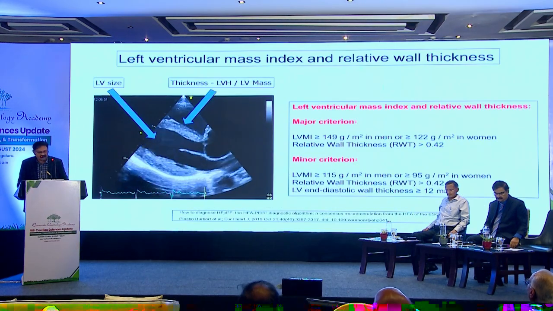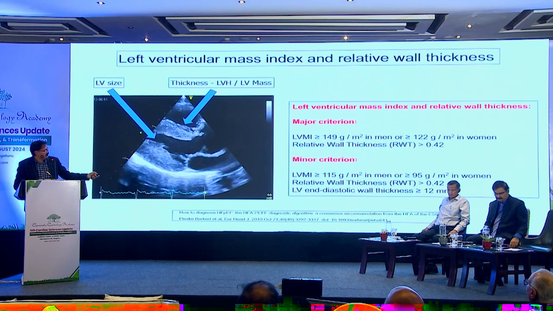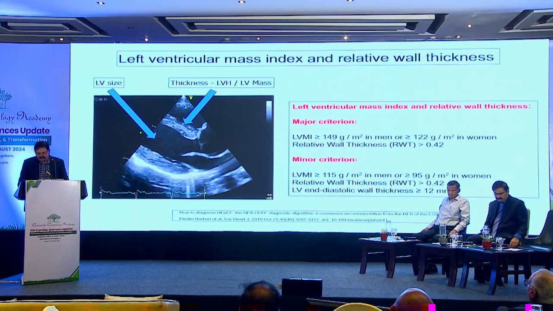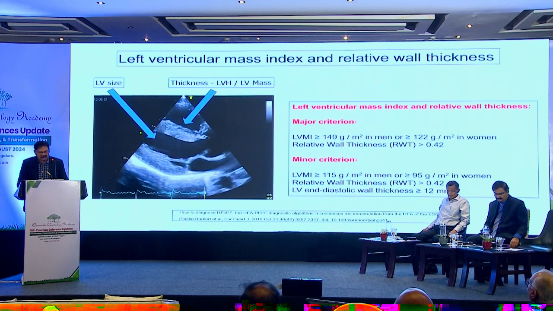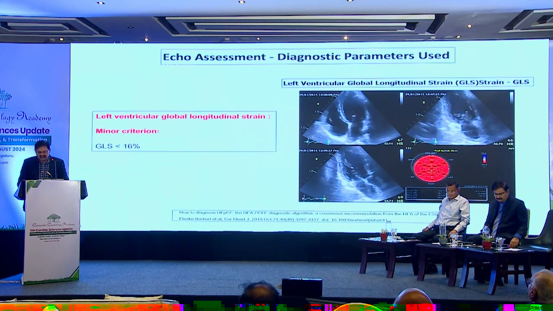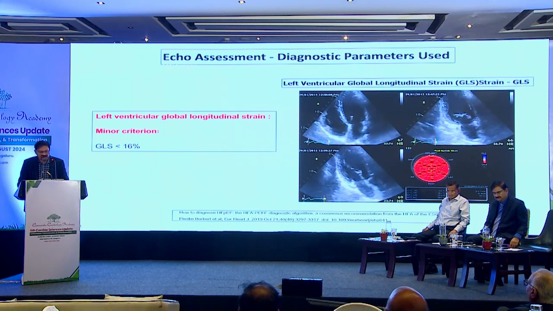The LV mass index, you have major criteria and minor criteria. Mass index again has separate cutoff values for males and females, as well as minor criteria. The other thing is the LV global longitudinal strain. The GLS less than 16% is a minor criterion to say that this patient has heart failure with preserved ejection fraction.